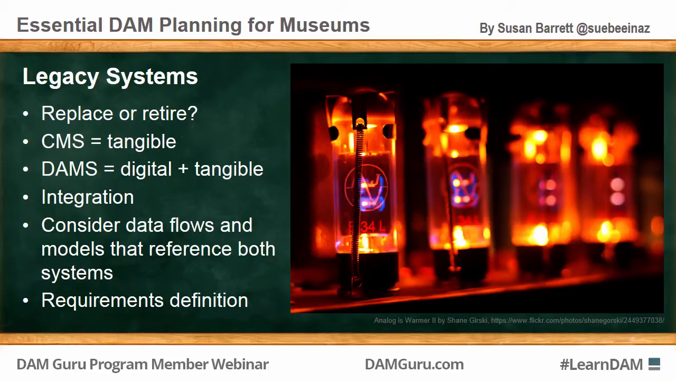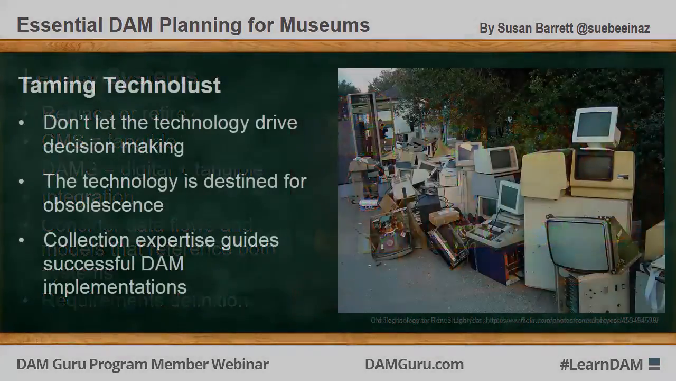DAM systems can more easily manage tangible assets. A CMS cannot manage digital assets. So it's important to develop a requirements definition of features or functionality that encompasses tangible and digital assets before you open requests for proposals. Decide the best option for your museum, and then find the technology that accomplishes those goals for your unique needs. Taming technolust.